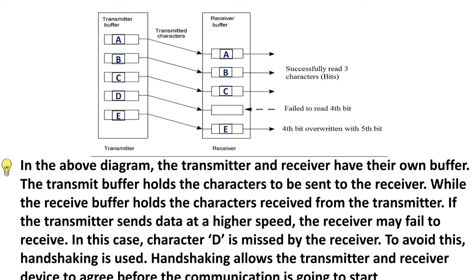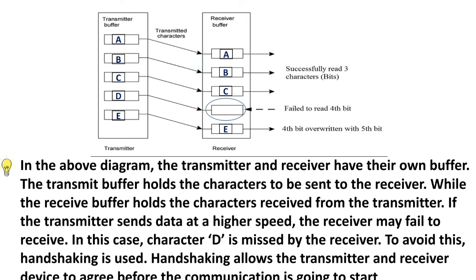If the transmitter sends data at a higher speed, the receiver may fail to receive. In this case, character C is missed by the receiver. To avoid this, handshaking is used. Handshaking allows the transmitter and receiver devices to agree before the communication starts.